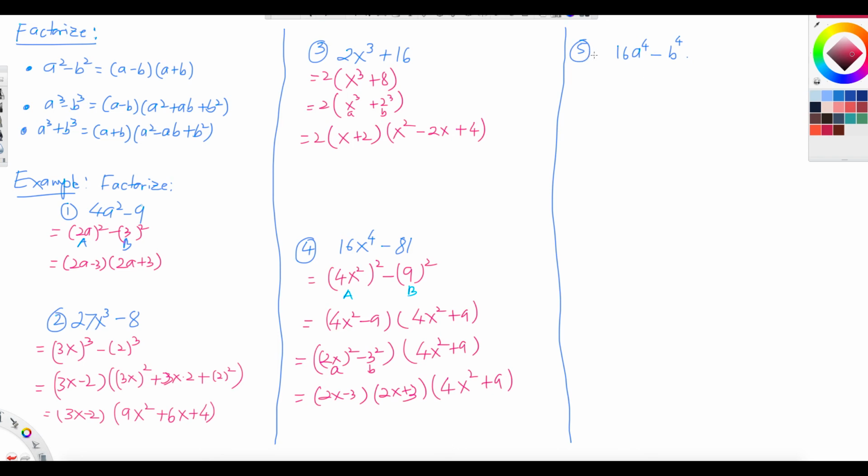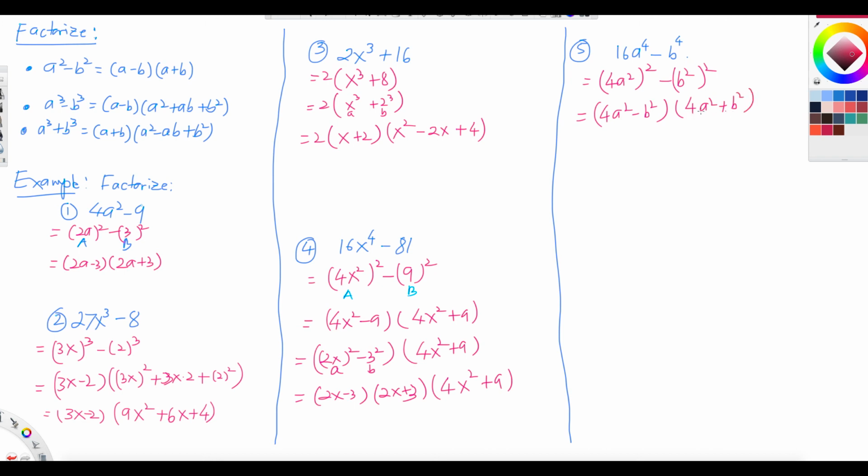So let us look at example number 5. It has 16a to the 4 minus b to the 4. Okay, let us think about this problem. We don't have a number for the second term. There is a and then there is b, but the process to do this is exactly the same as example number 4. So you can write this as (4a squared) squared minus (b squared) squared, right? So it is like a squared minus b squared form. So it is (4a squared minus b squared), and then (4a squared plus b squared).